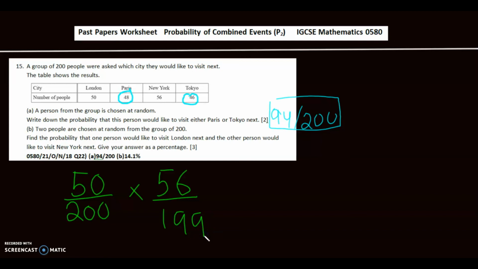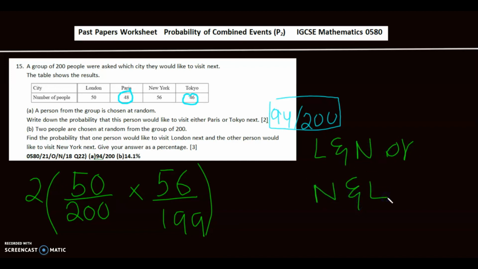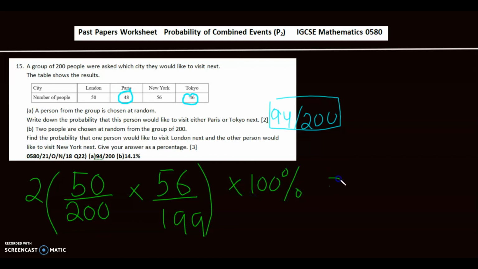So total number of people are now 199, and then give your answer as a percentage. But before we find the percentage, we need to multiply this with 2. Why? Because we have 2 options, London and New York, or there is a case where the first person chosen wants to go to New York and the other person wants to go to London. So either we find both these probabilities separately, or we find it once and multiply it with 2, which I just did, and then whatever answer we get, we times it with 100% to get the answer as a percentage.